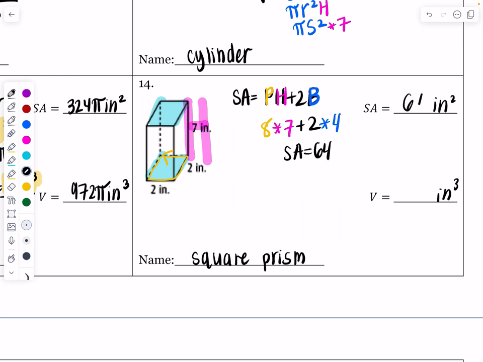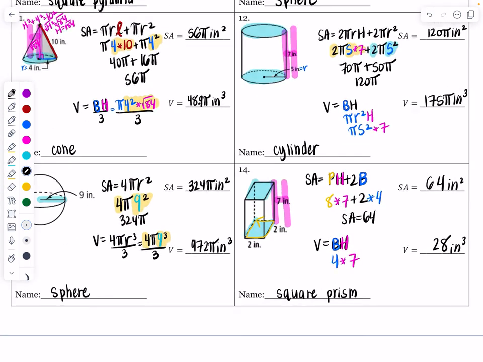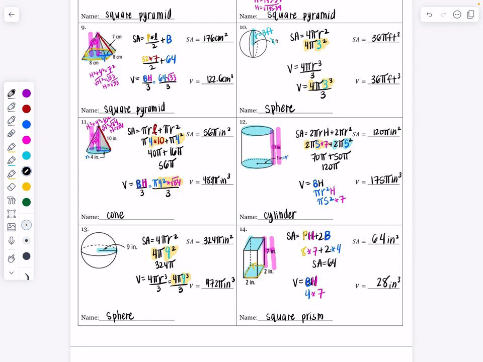So it's going to be 64 inches squared, whereas for volume, it's just going to be base times height. Thankfully, I've already calculated both of these things in the surface area formula, so that's going to be 4 times the height of 7. 7 times 4 is going to give me 28 inches cubed of volume. So that is page 2, and I will make a new video for the next part.